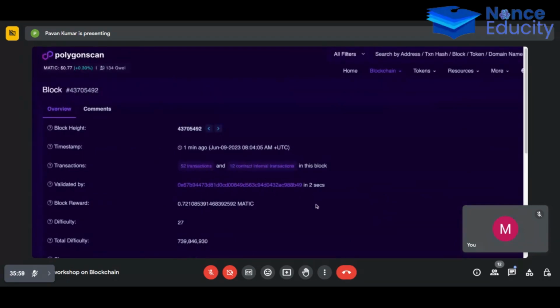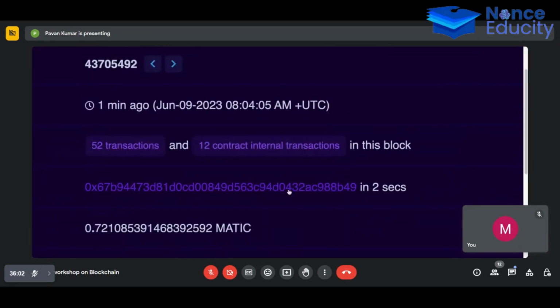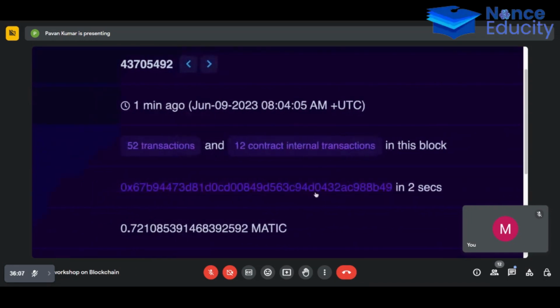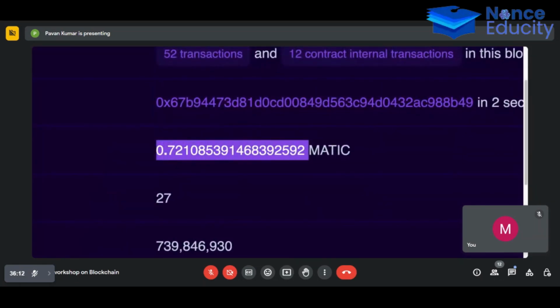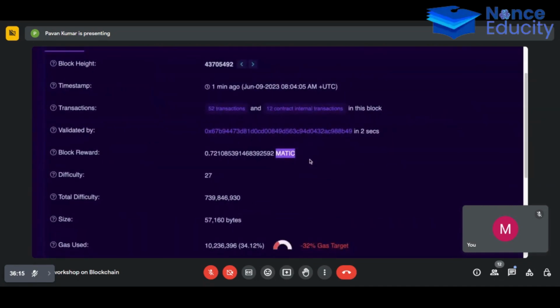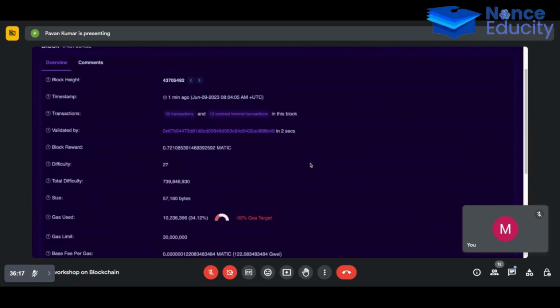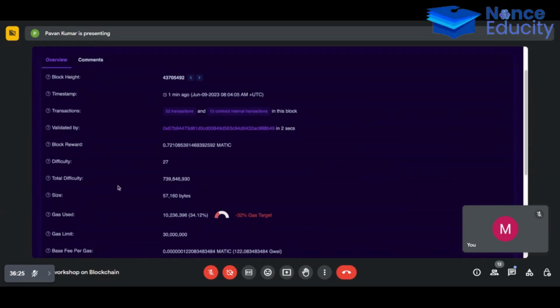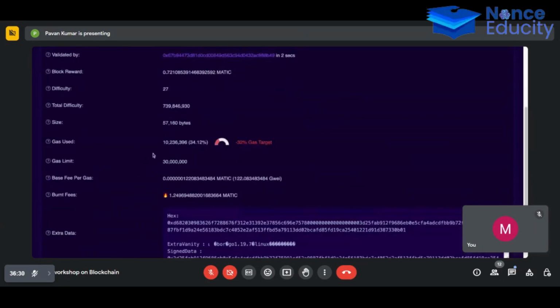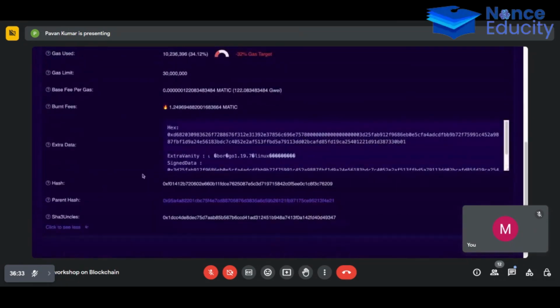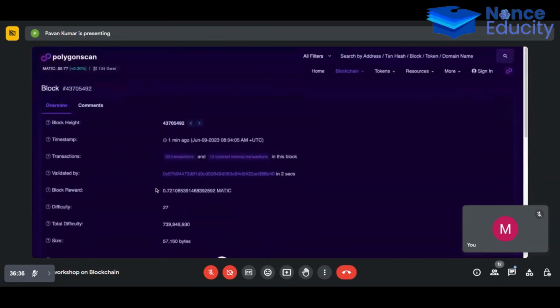And this was validated by this particular address. So remember the validation that we were talking about, all the mining and validation. This is the miner who was able to do this. And this is a reward that was sent to the miner, 0.7 Matic. Matic is the currency of this particular blockchain, Polygon. Like in Bitcoin you have BTC, in Ethereum you have ETH, and in Polygon it's Matic. Similarly you can see there are a lot of other details like the target difficulty, the gas that was used, and some other data as well.